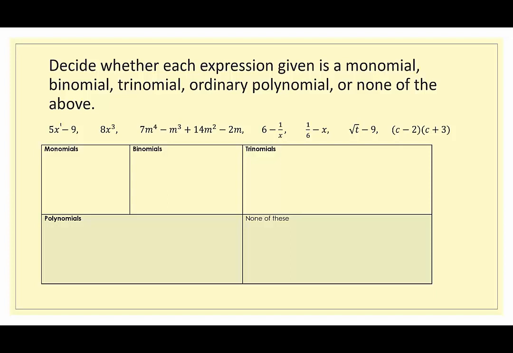And now, is it a special type of polynomial? Well, it has two terms. 5x is one term, minus 9 is a second term. So this particular polynomial is a binomial. We're going to put it right here in the binomial space.